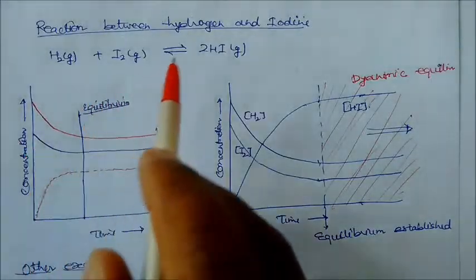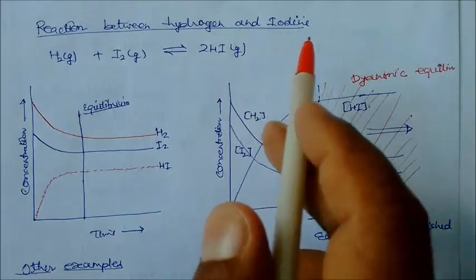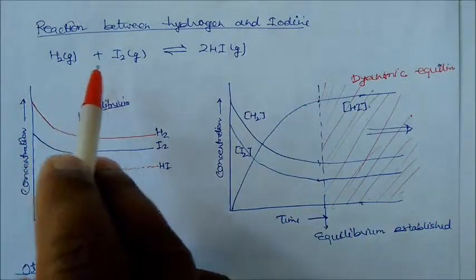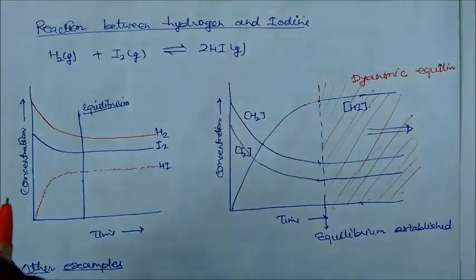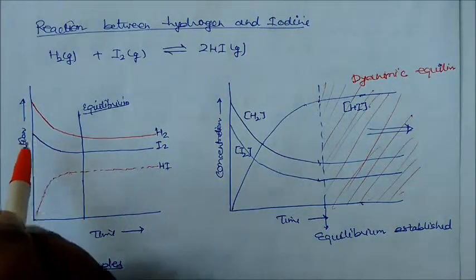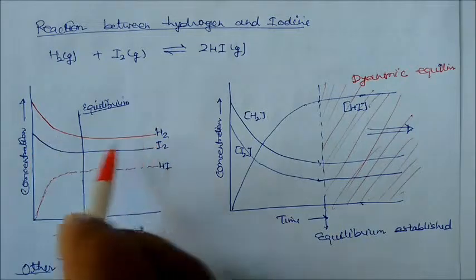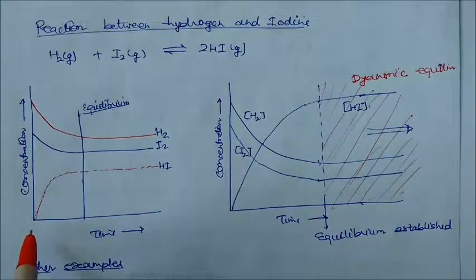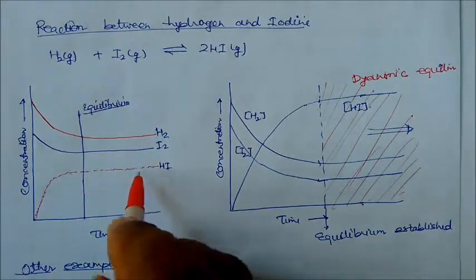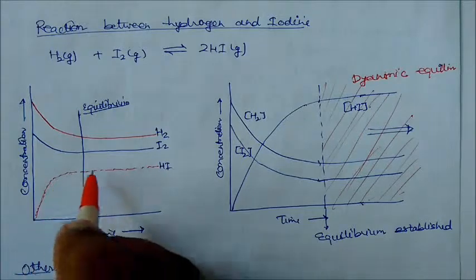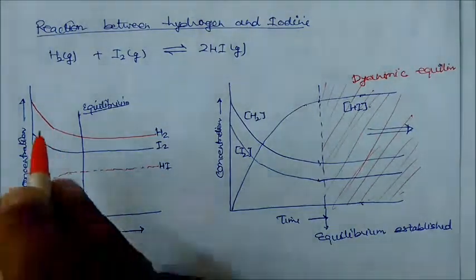Reaction between hydrogen and iodine is another example. Hydrogen, when it reacts with iodine, gives two molecules of hydrogen iodide gas. Let us see this through the graph. In this graph we can see the concentration of the reactants, hydrogen plus iodine, is decreasing, and on the other hand the concentration of the product is increasing. It is reaching equilibrium at this time. It can also happen that this concentration goes up. So both can be possible.